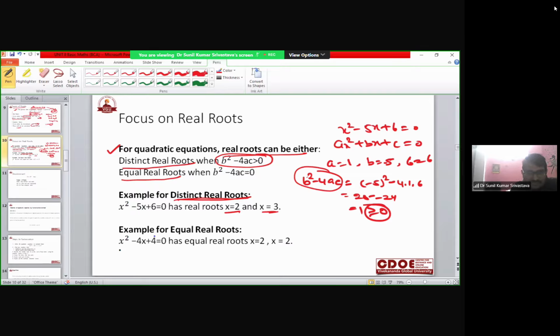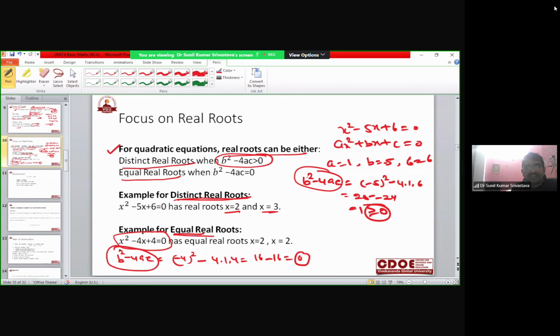In the same way, take the expression x square minus 4x plus 4. So what is the value? We calculate b square minus 4ac. b has the value minus 4, so minus 4 square, minus 4 times a, where a has the coefficient 1 and c has the coefficient 4. So that is 16 minus 16 is equal to 0. So here the discriminant b square minus 4ac is equal to 0, and the roots will be real and equal.